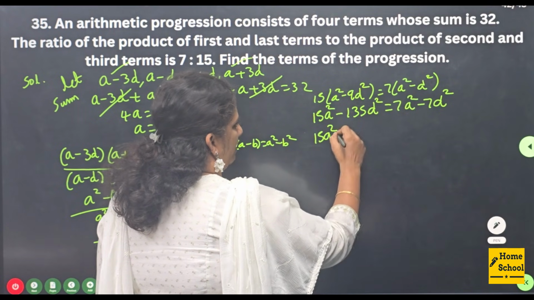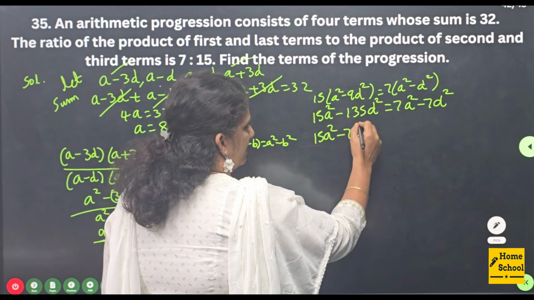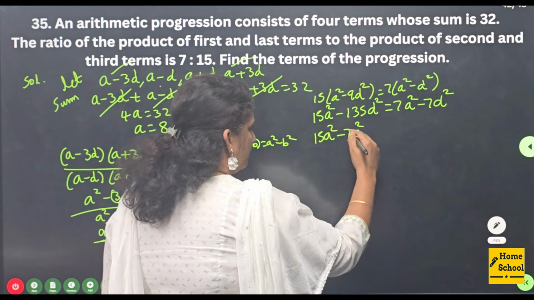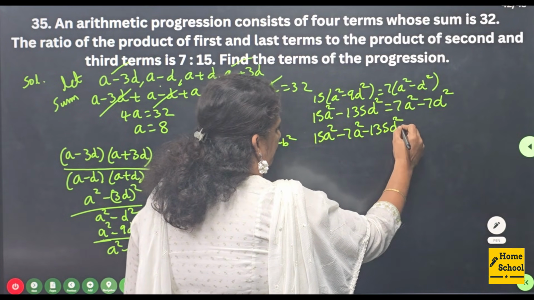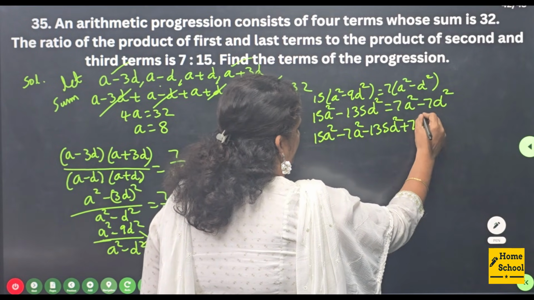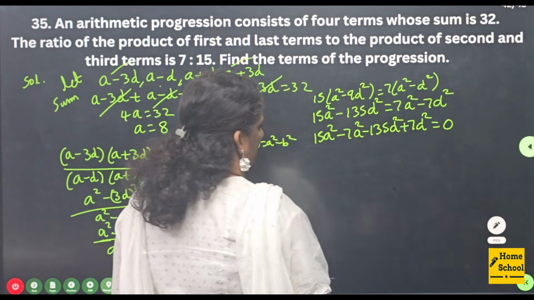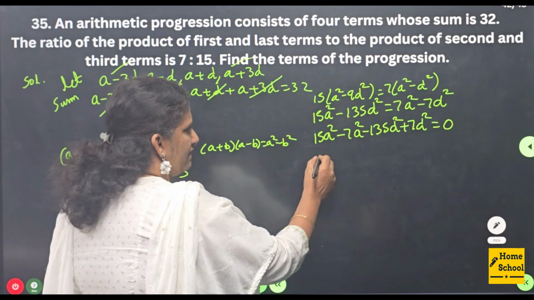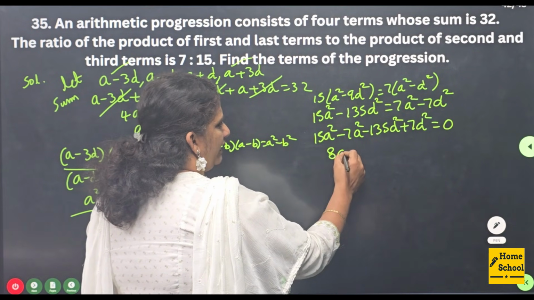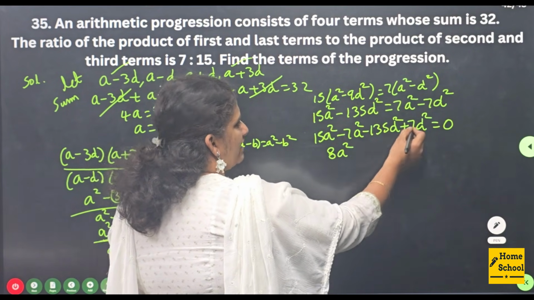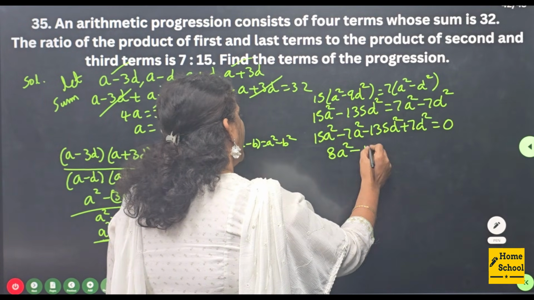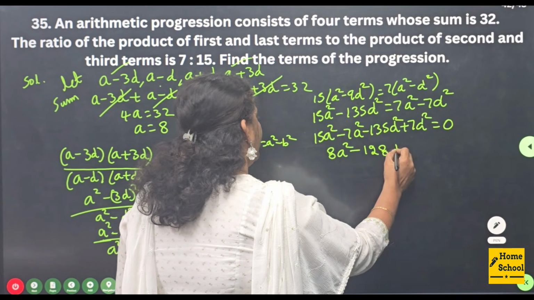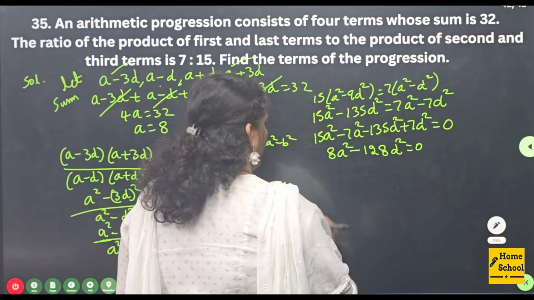15a² minus 7a². Bring that also this side: minus 135d² plus 7d² is equal to 0. 15 minus 7 will be 8a². Minus 135 plus 7 will be minus 128d² equal to 0.